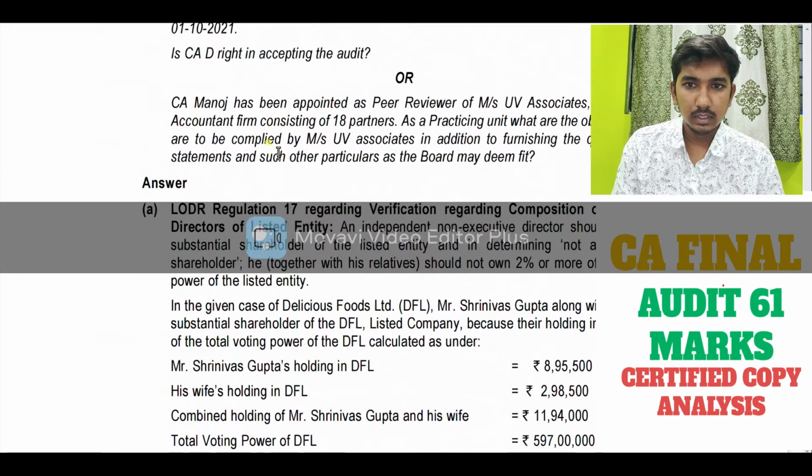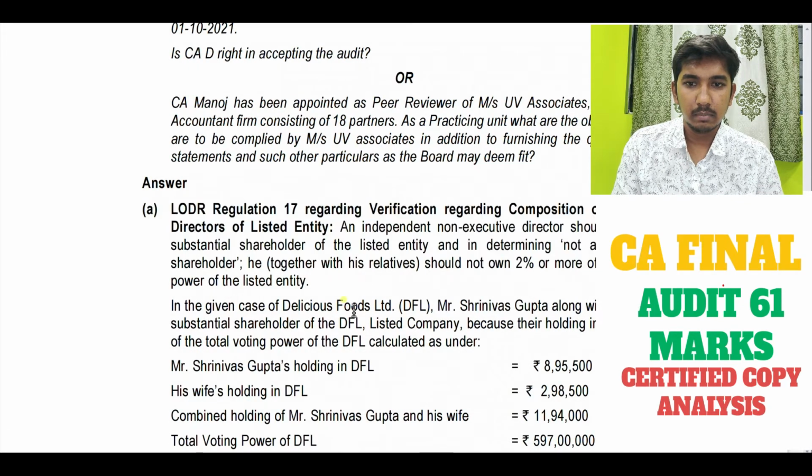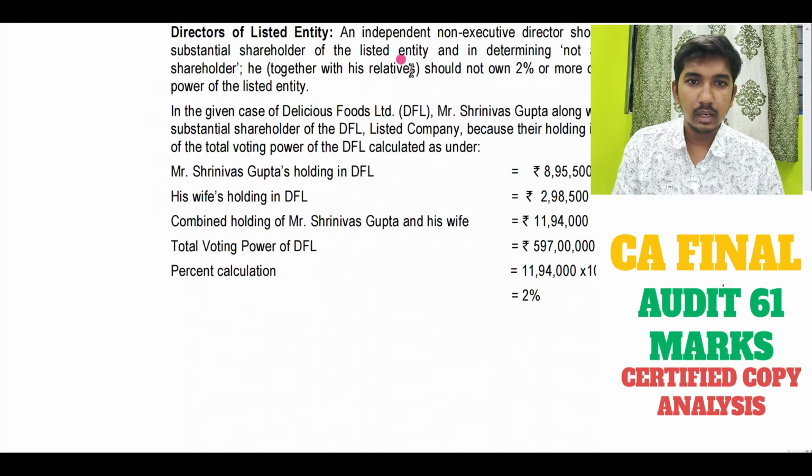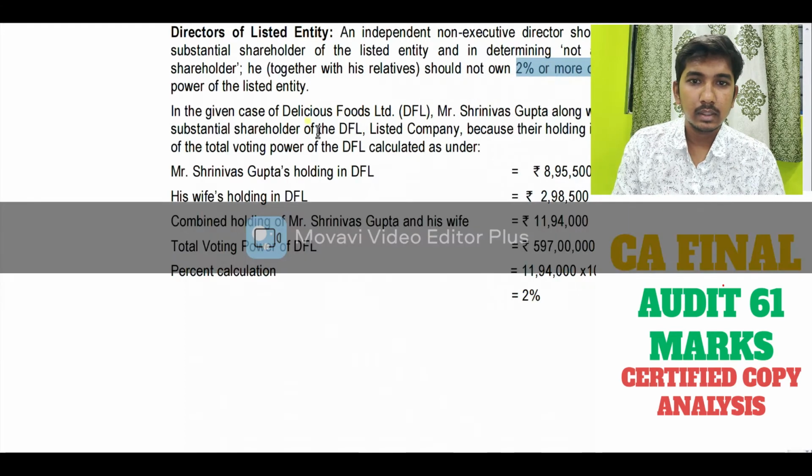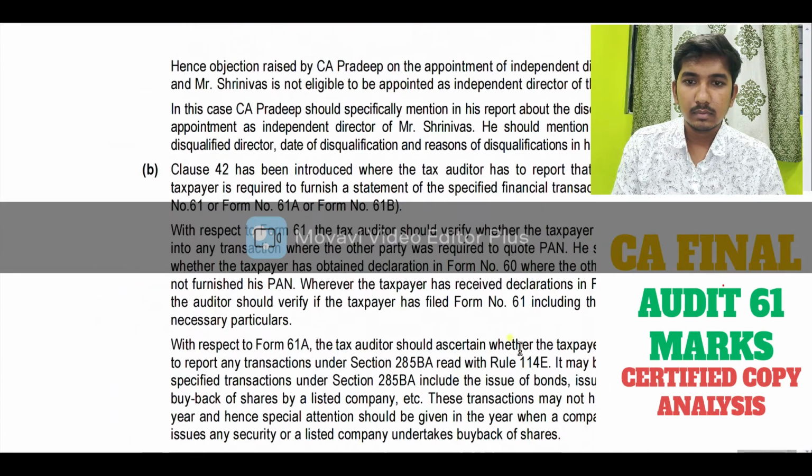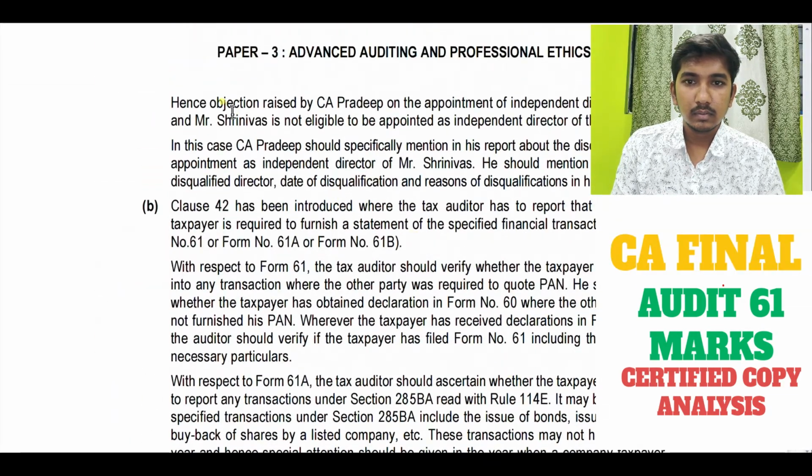So this is the suggested answer. They mentioned the LODR regulation number, and then they have written the class. What should be the class? Which includes 2% or more total voting power of the listed entity. Then they have written the given case, then calculated the percentage of holding, and then they have written the conclusion that he is not eligible to be appointed as independent director.